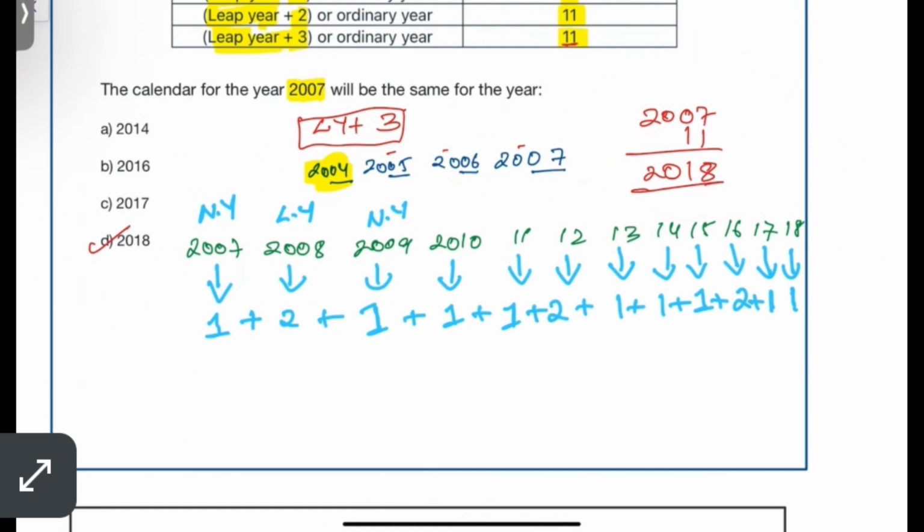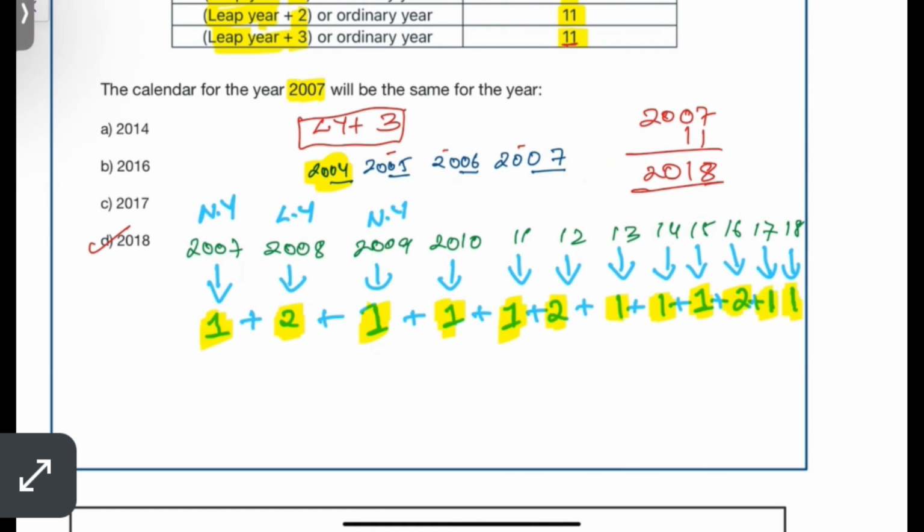So let's take 2007. I'm starting from 2007. Let's start from here. 2008 is how much? There is 2. So 2 plus 1 is how much? These 2 years will give me 3 odd days, which is not a multiple of 7. So I'll just keep on counting: 3, 4, 5, 6, 7, 8, 9, 10, 11, 12, 13, and 14.